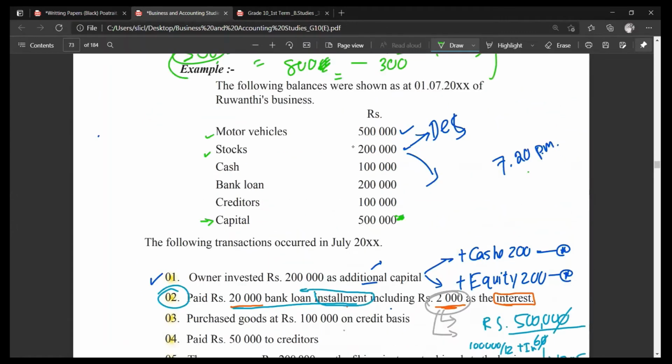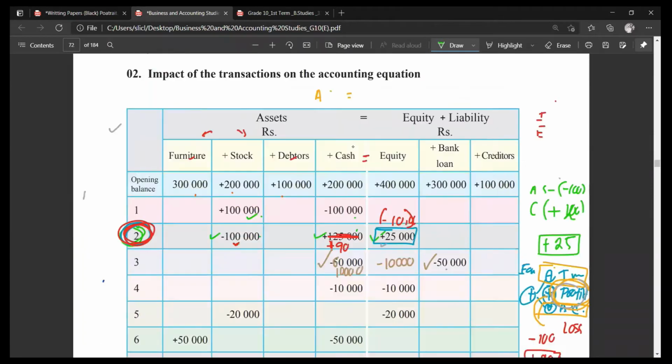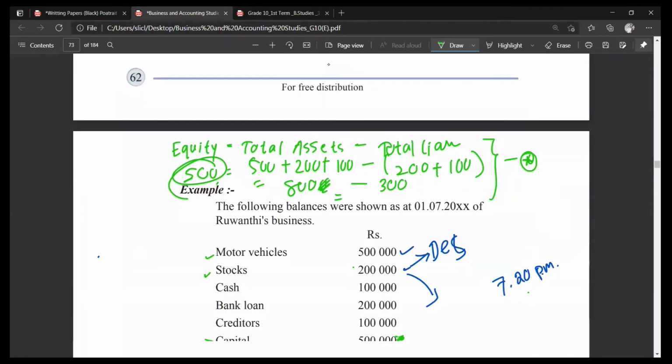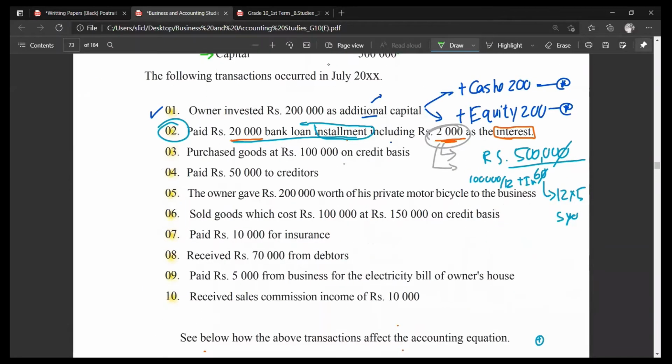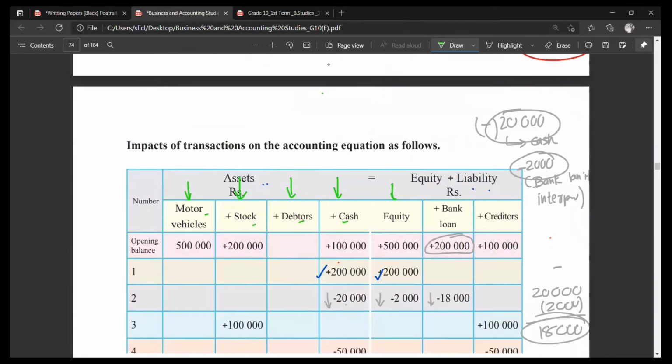Here they have mentioned 4 assets, only 4, but there is also a furniture asset, right? An NCA, non current asset. Okay, but in this example they have mentioned 500,000 worth of motor vehicle. So it will change from sum to sum. Hari?